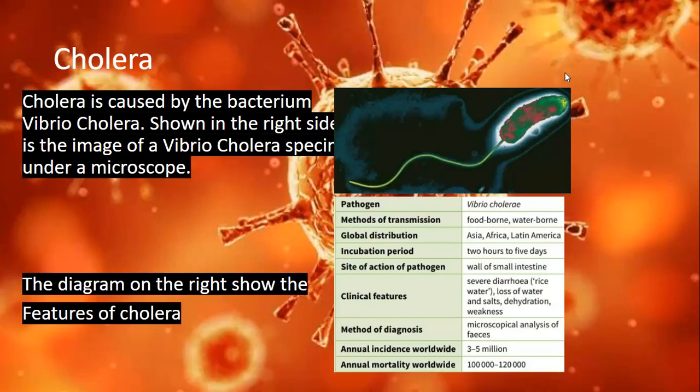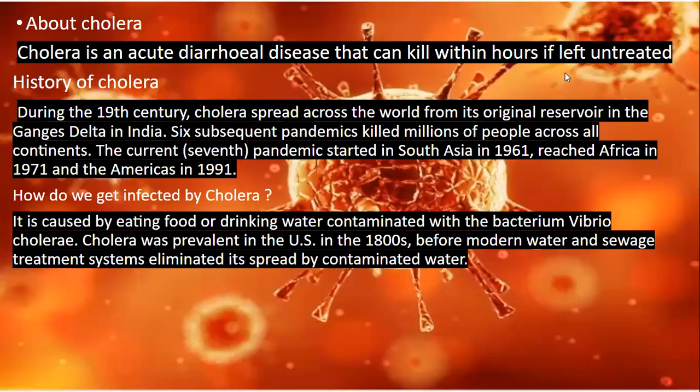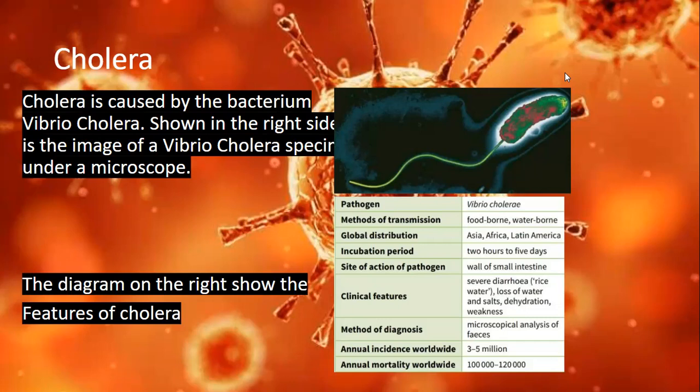cholera. What is cholera? Cholera is basically a disease that causes some tummy issues. And this is not just a small, tiny tummy issue. It's a tummy issue that could actually cause death if left untreated, and therefore must be treated as quickly as you can. The diagram on the right shows the features of cholera.